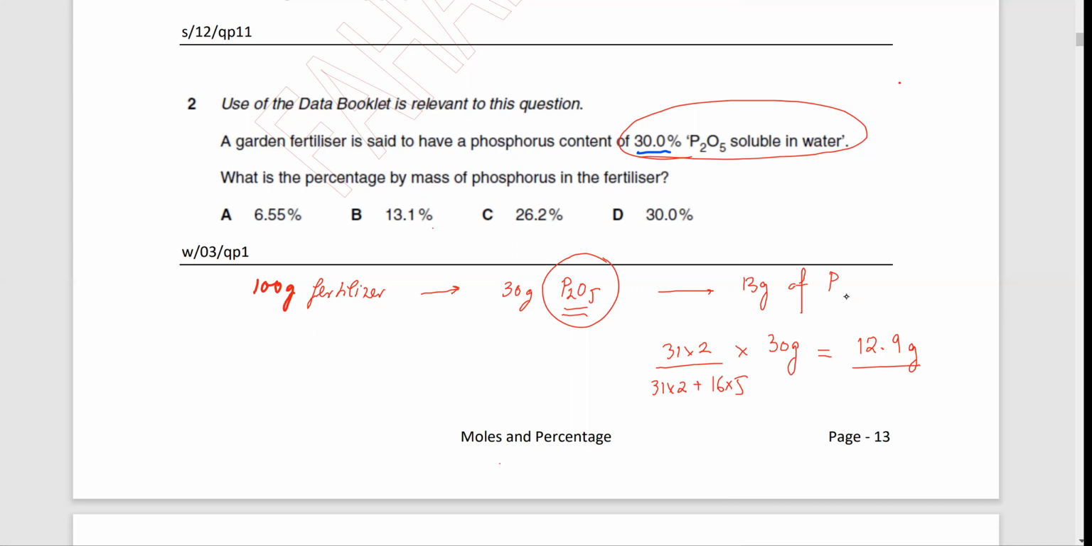So the correct answer is going to be A. कि percentage wise कितना phosphorus हो गया? कि out of 100 you have 13 grams of phosphorus. Is this answer clear to everyone? Yes or no? अच्छा, so फिर ठीक है.